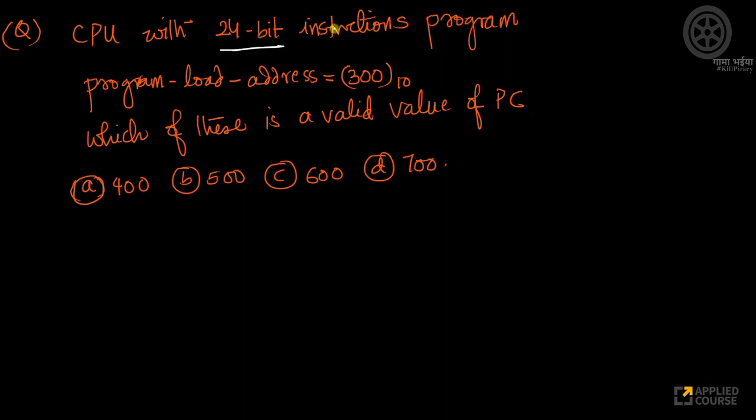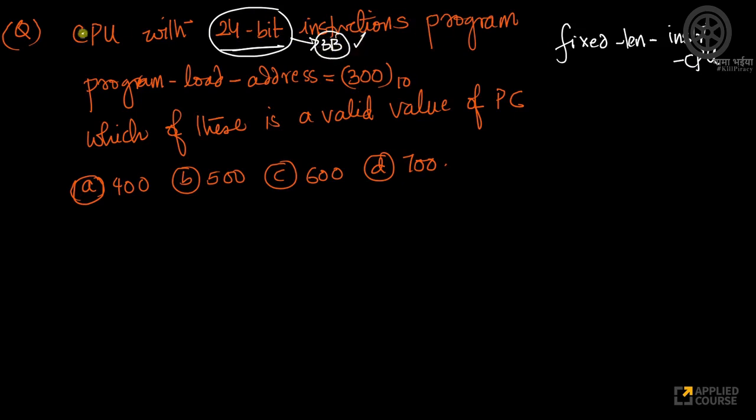Okay, so here it says I have a CPU with 24-bit instructions, which means this is a fixed length instruction CPU. All instructions are 24-bit, or 3 bytes, right? So all my instructions are 3 bytes. This is an old school microprocessor.